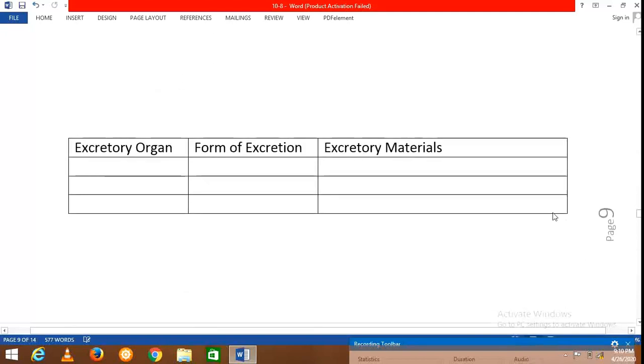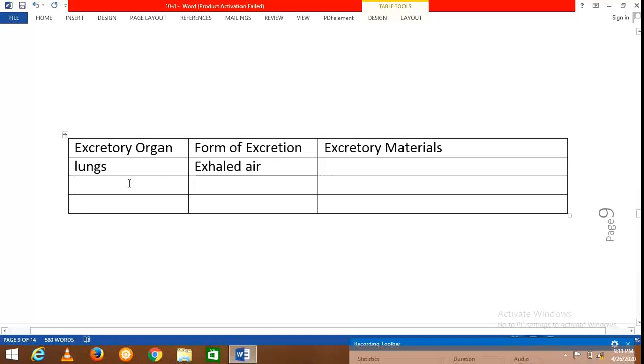So here this table is about the excretory organs present in the human body, and the form of excretion as well as the excretory materials. If we take lungs, it is also an excretory organ. The form of excretion from lungs is exhaled air, and the excretory materials from lungs are carbon dioxide and water vapor.